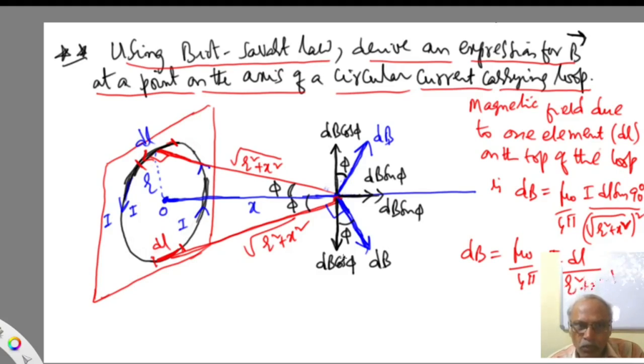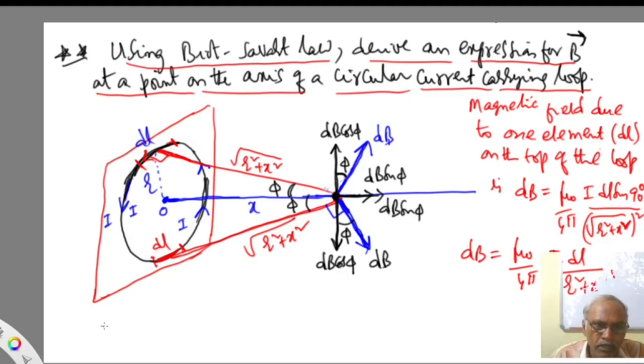Similarly, we can divide the whole loop into very small segments dl. Due to every element dl, you get one dB sin phi along the axis. The dB cos phi components get cancelled out, whereas the dB sin phi components are along the same direction. So to obtain the total magnetic field on the axis, you have to add all the dB sin phi.